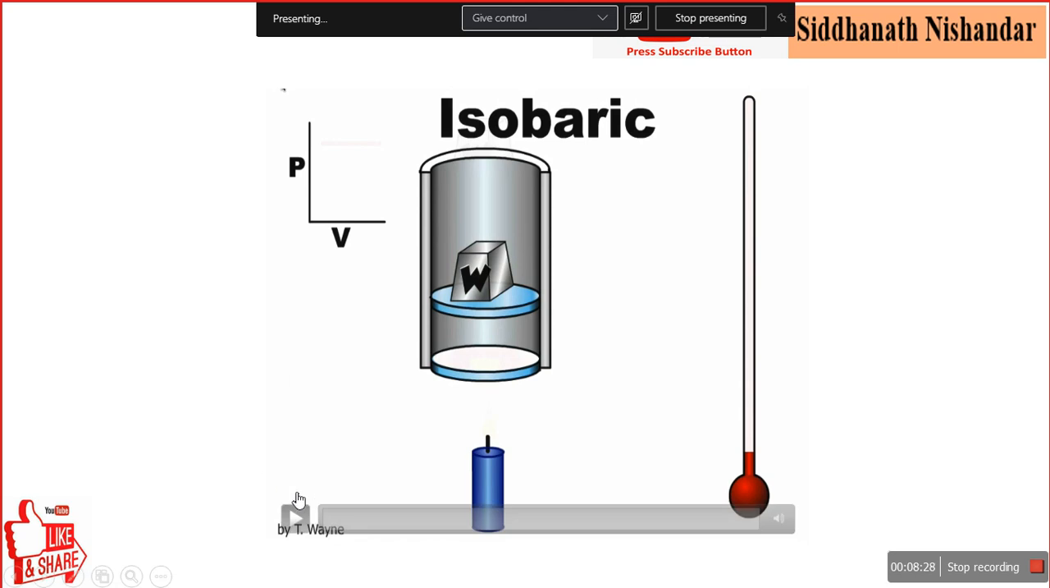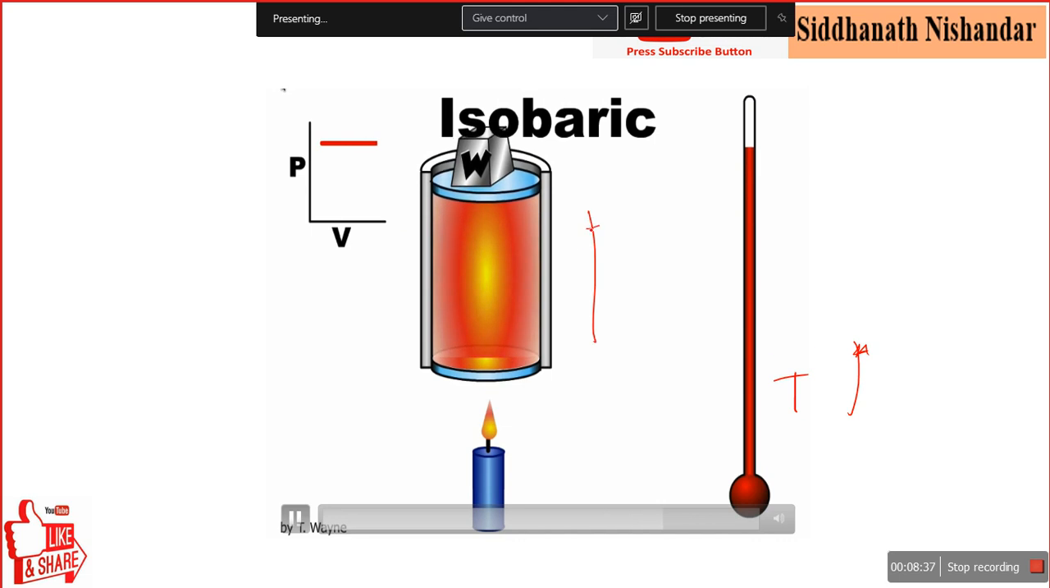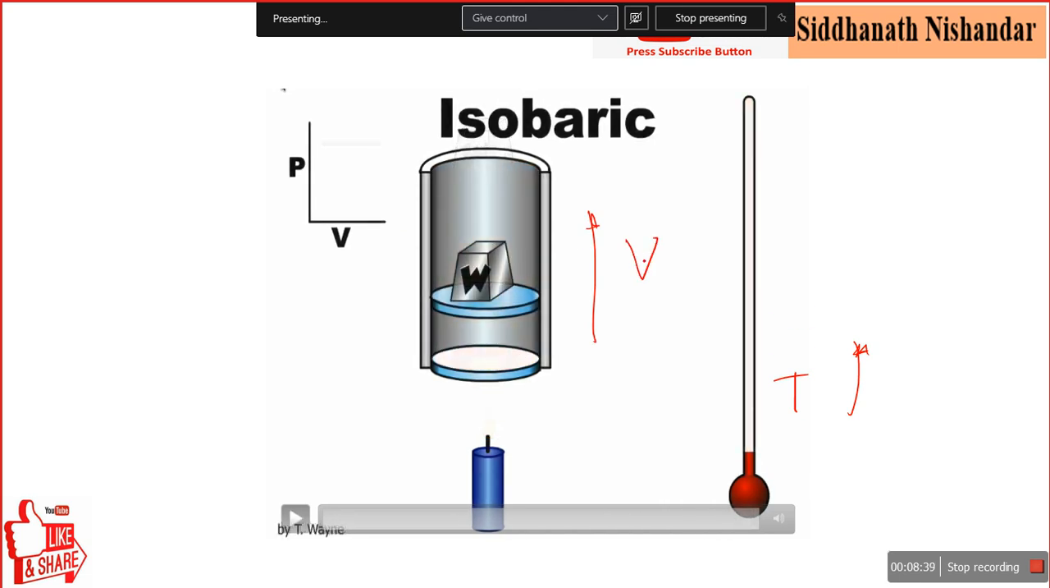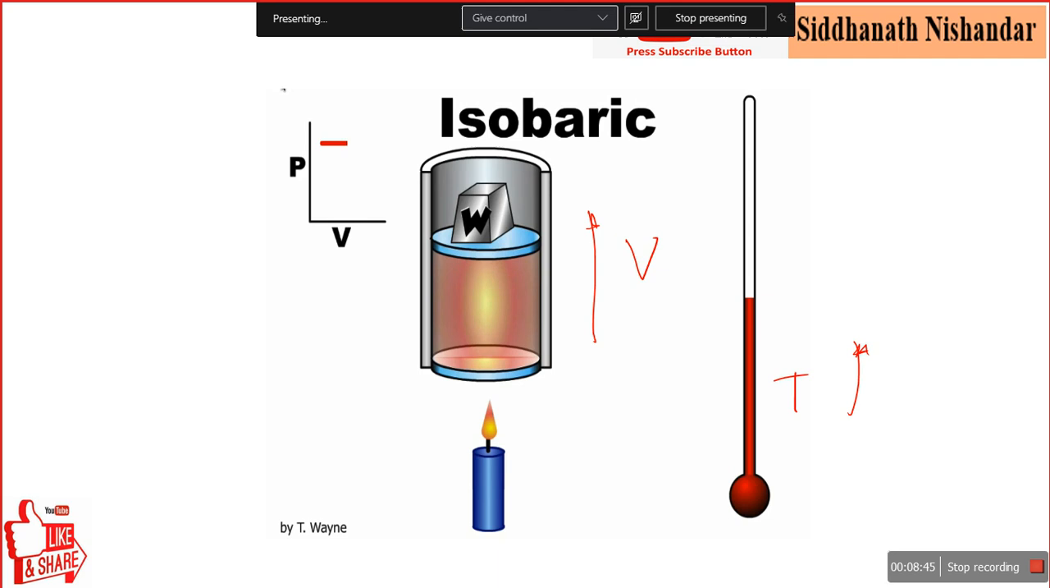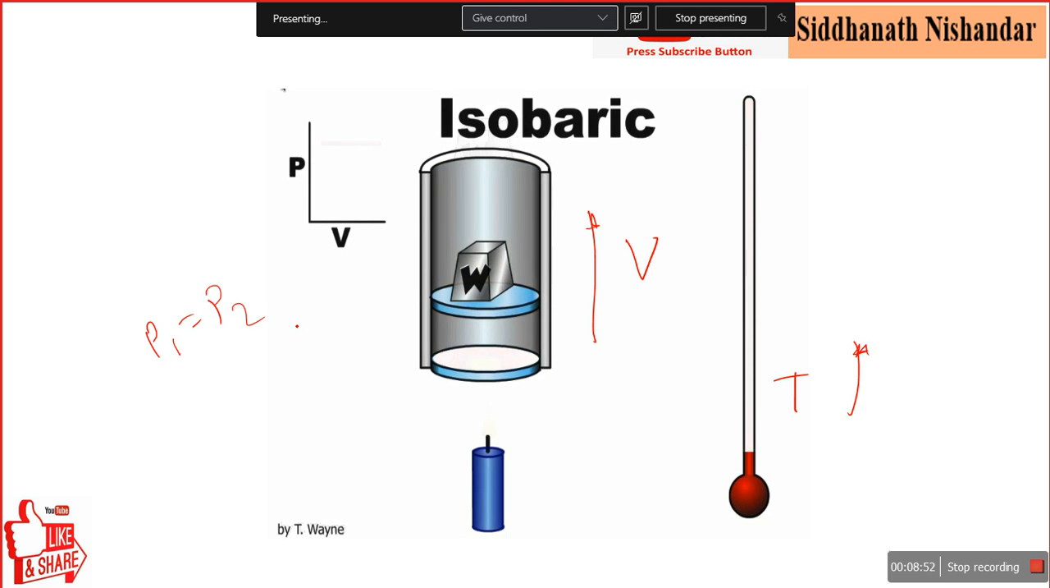Okay, when we add the heat, if you see here, the temperature goes on increasing. What about volume? You see the volume goes on increasing, and the pressure is kept constant. So in an isobaric process, pressure is constant. The initial pressure is equal to the final pressure, P1 equals P2. Under constant pressure, it does work. The volume goes on increasing and the temperature also goes on increasing. This is the isobaric process.